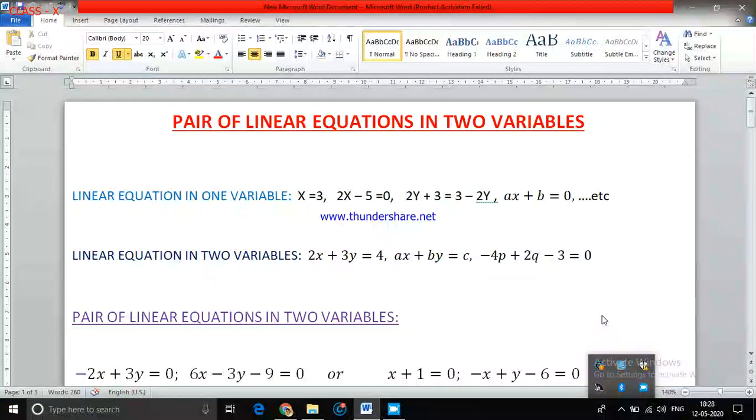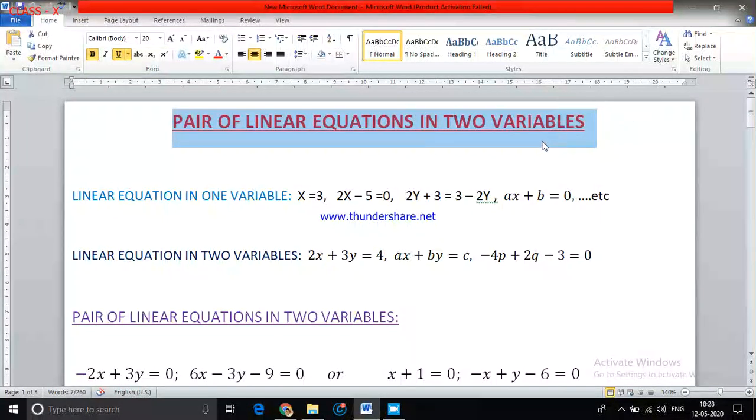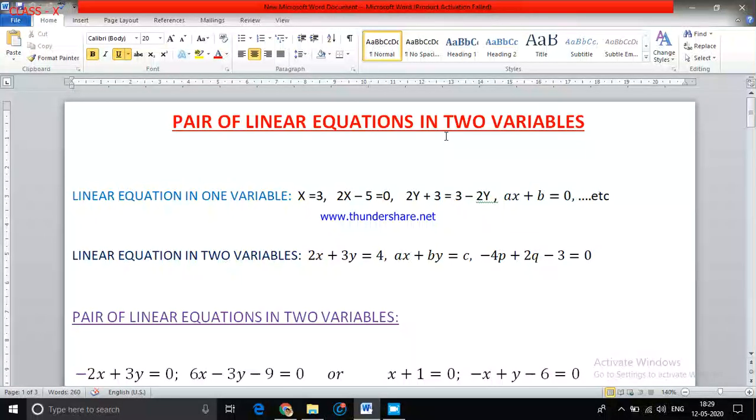Hello students. Now we are going to start our new chapter, that is pair of linear equations in two variables. Okay. So we already have an idea about linear equations. I think in class 8th or 7th you studied about linear equation in one variable.